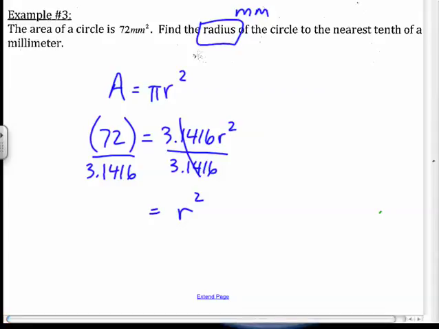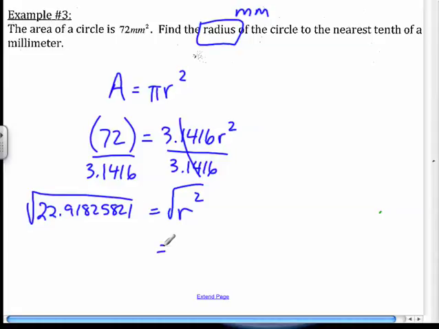And my old trusty calculator is right here. So let's see. When I turn this thing on, 72 divided by 3.1416, and I am going to get, let's see. All right, I get that the radius squared is 22.9182581. All right, now that's what r squared equals, but I want to know what r equals. So I have to take the square root of both sides.